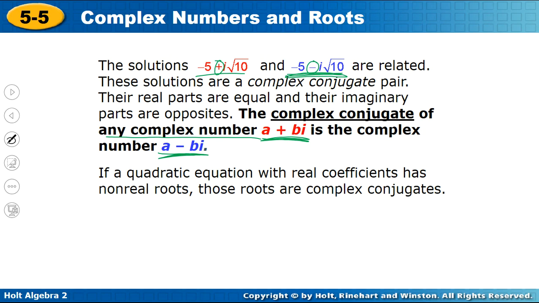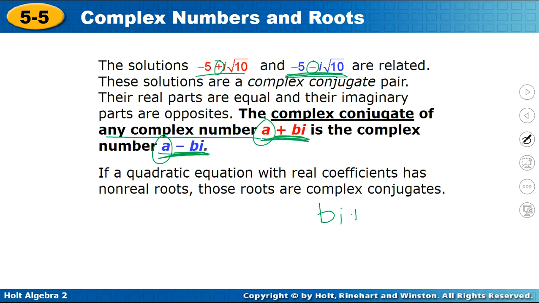However, it's for the imaginary part. We're not changing the a's sign, right? a is still positive. We're just changing the imaginary part's sign. So that's going to be very important, because sometimes these problems are written like this, where the imaginary part is written first and then the real part is written second.